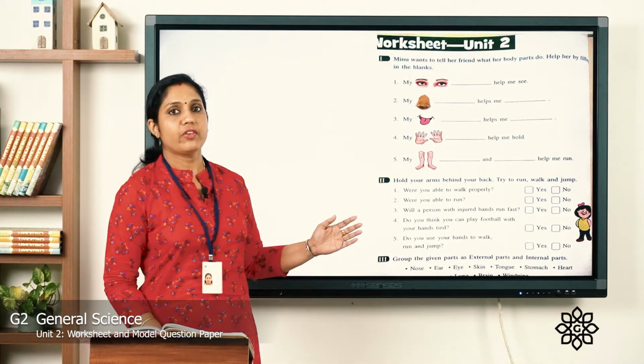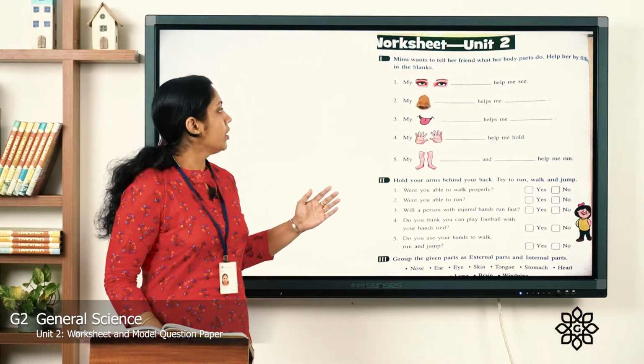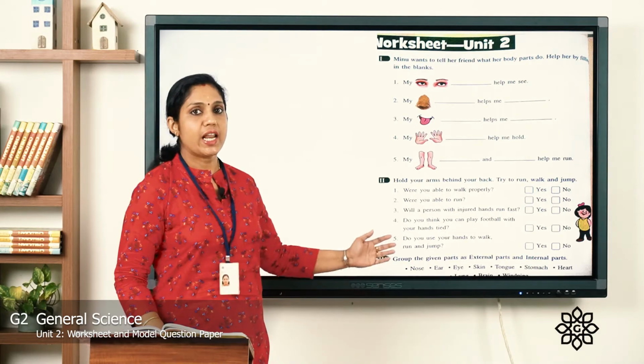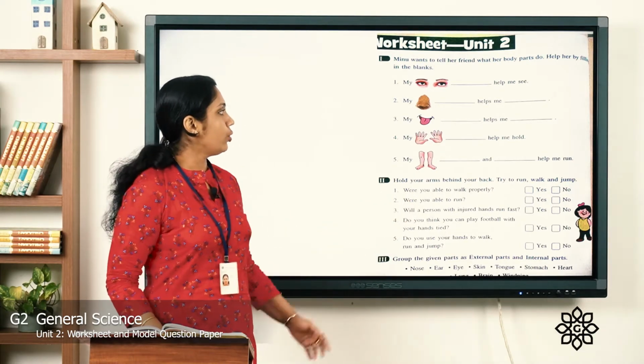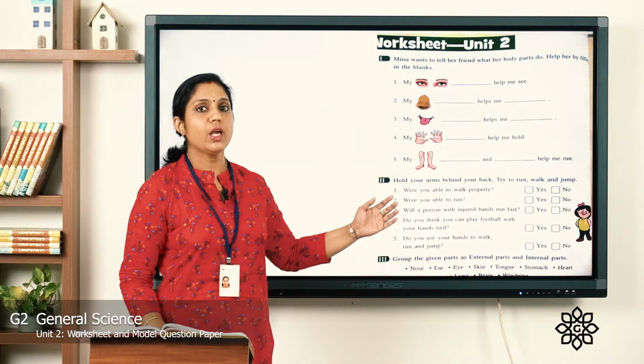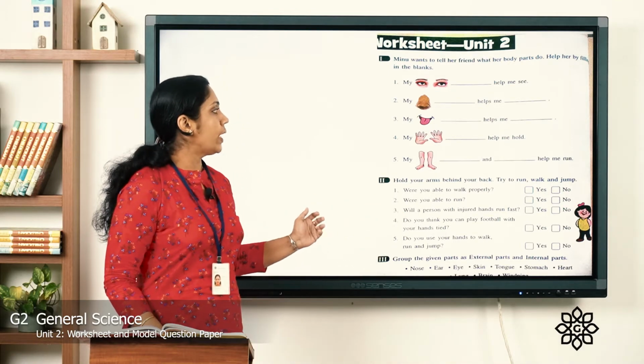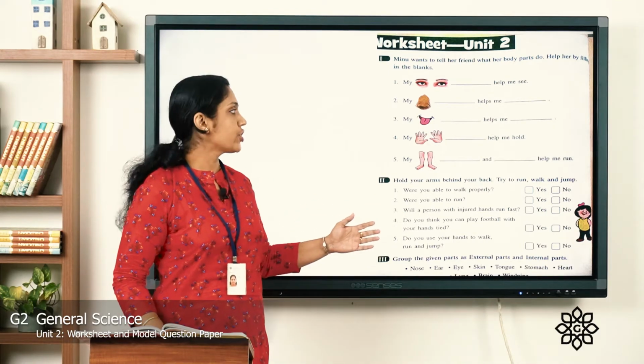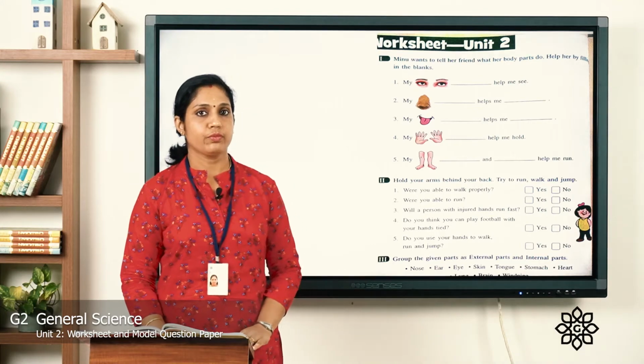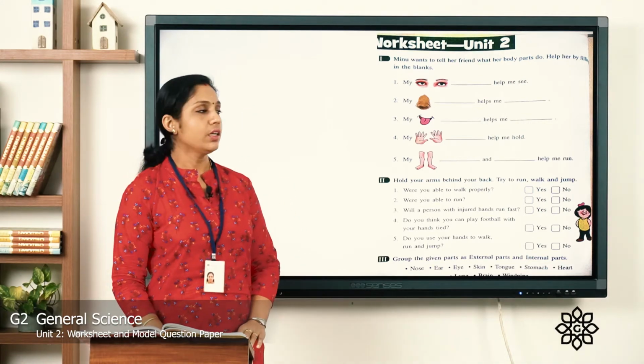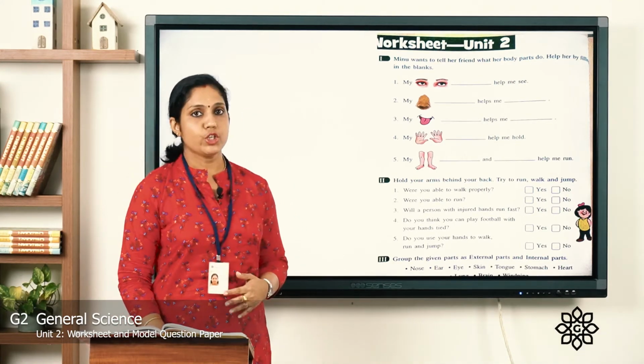Looking at the picture, you can write and fill the blanks. Third question, my dash helps me dash. The fourth one, my dash help me hold. Fifth one, my dash and dash help me run. Moving on to the second one, hold your arms behind your back.